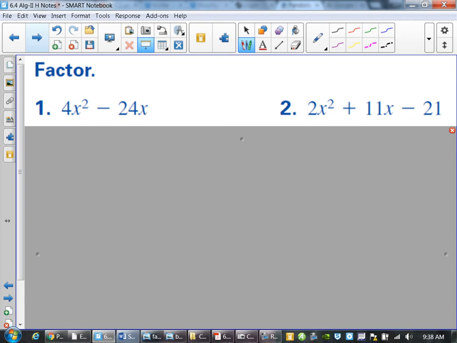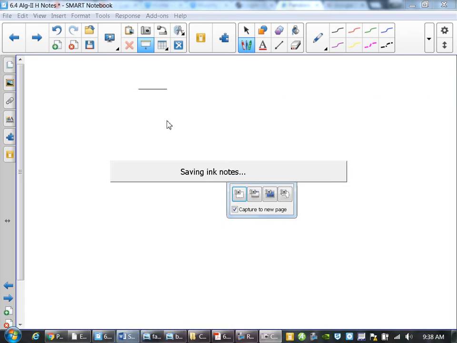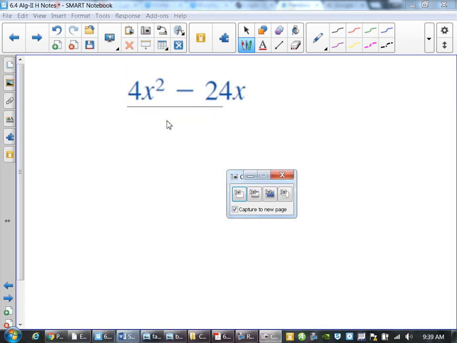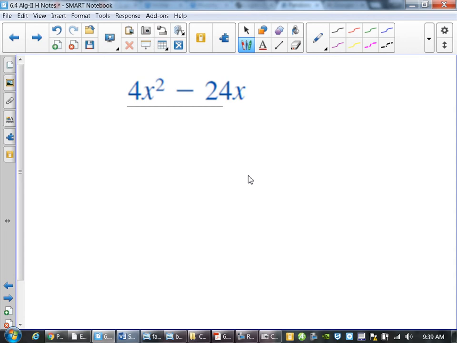some short, quick ones. For example, 4x squared minus 24x. What is the first rule of factoring no matter what? GCF. GCF, okay? So if I want to factor that, what's my GCF? 4x, good. What are you left with? x minus 6.